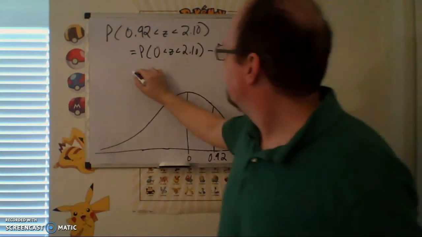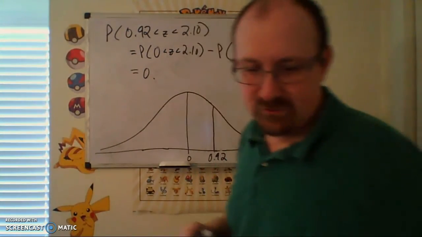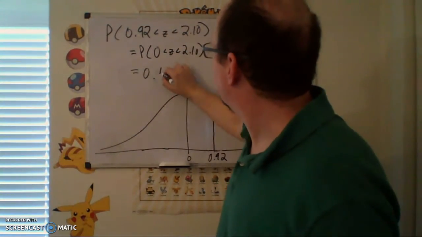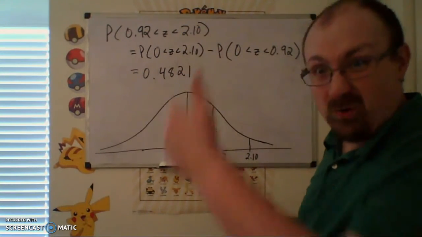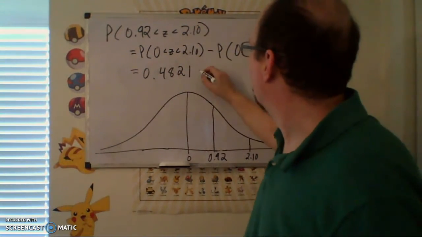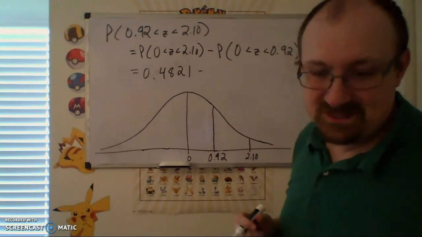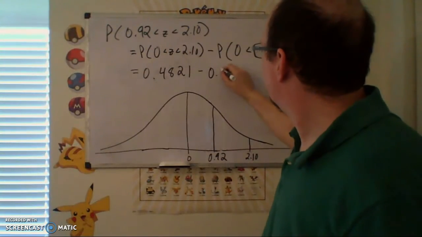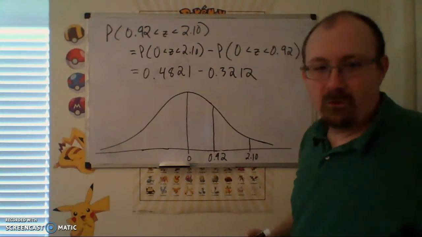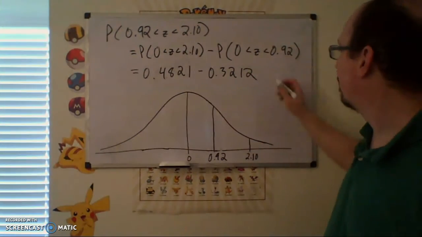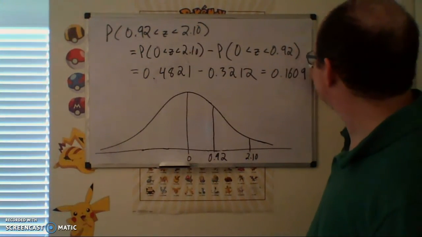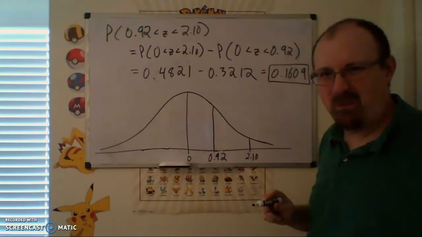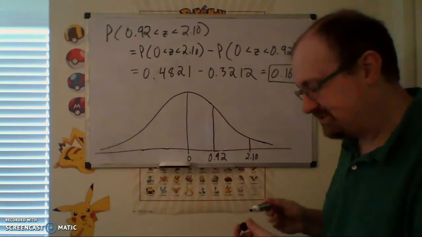Okay? So if I look up 2.10 in the body table, I got 0.4821. Again, remember the 0 is that very first column, so I didn't need to look over or anything like that. If I look up 0.92, I got 0.3212. When I do the arithmetic there, that should give me 0.1609 or 16.09% if I needed to convert to a percentage.